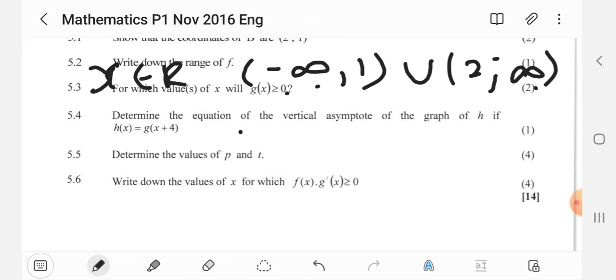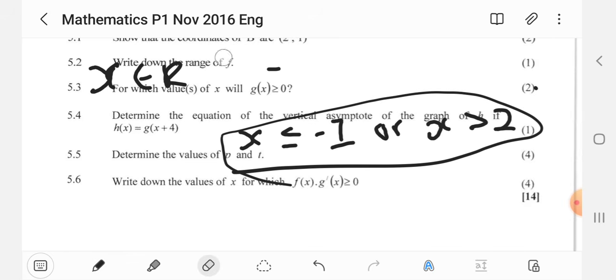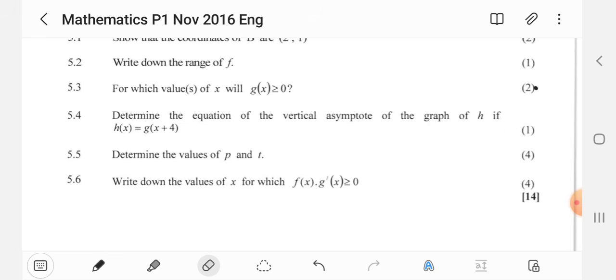Or we can say when x is less than or equal to -1, or when x is greater than 2. So the values of x will be greater than or equal to 0 here. Just use your domain, your turning points. Determine the equation of the vertical asymptote of the graph of h if g of h is equal to.